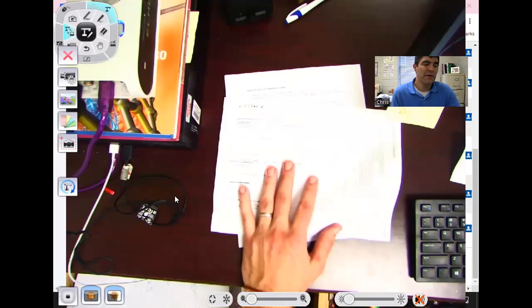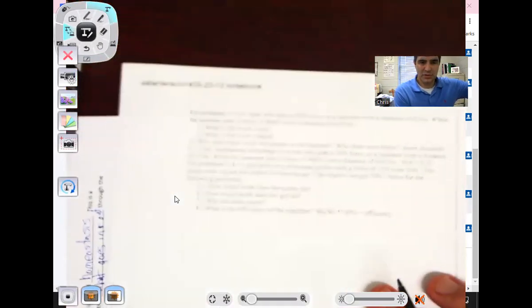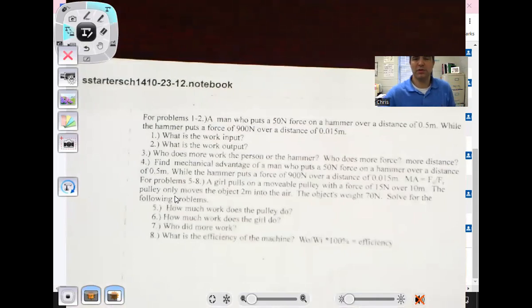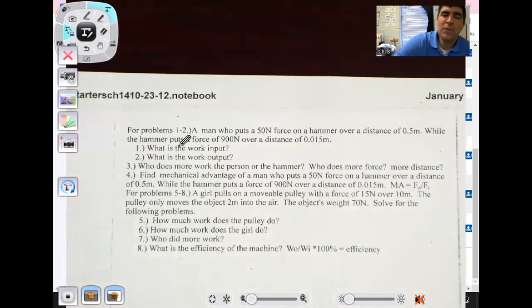All right, so starting off, we're going to do this worksheet. I'm zooming in so you can see it. We're going to start on number one on this side. For problems one through two, it's using this description here: a man who puts a 50 Newton force on a hammer over a distance of 0.5 meters, while the hammer puts a force of 900 Newtons over 0.15 meters. What is the work input?